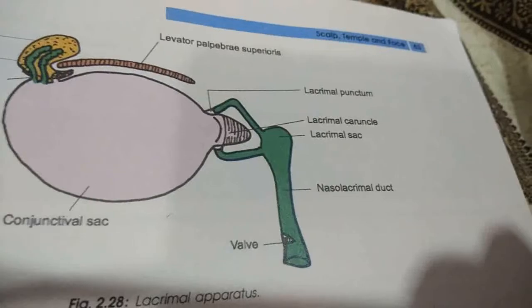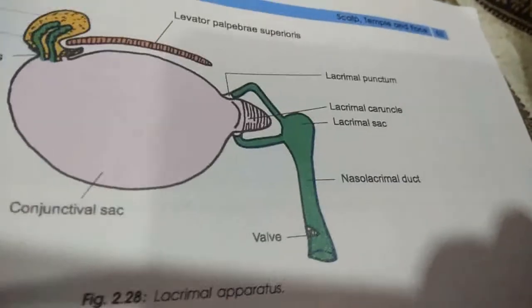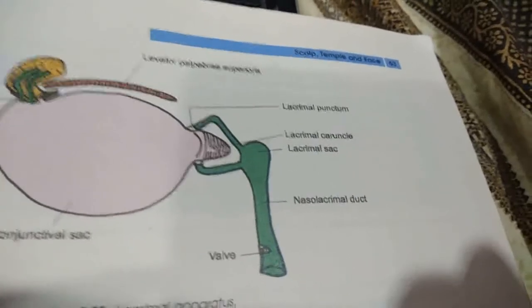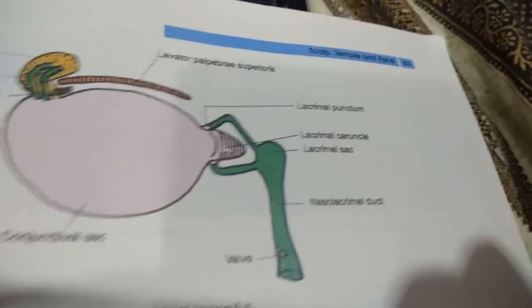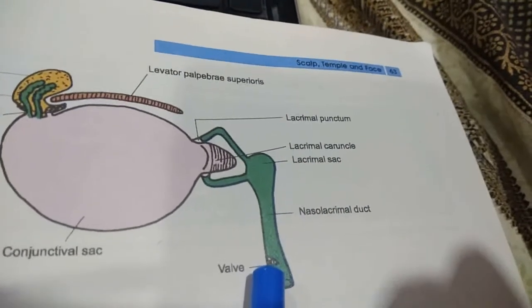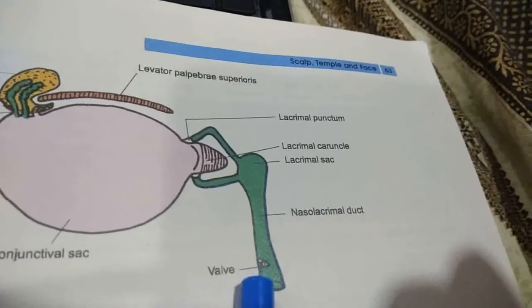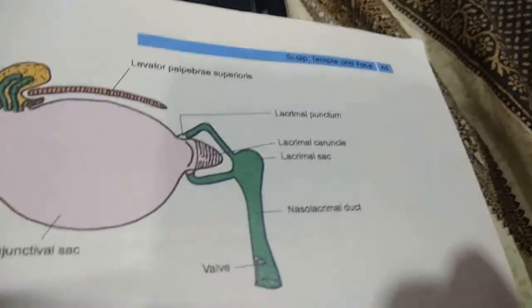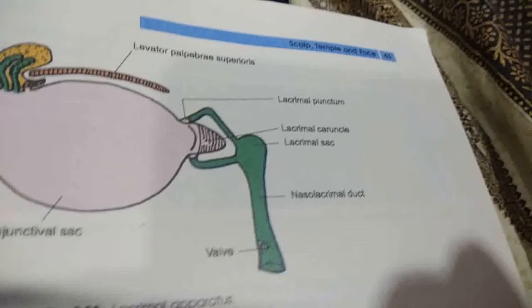We have discussed the meatus of the nose, and this is the inferior meatus. A fold of mucous membrane called the valve of Hasner forms an imperfect valve at the lower end of the nasolacrimal duct.